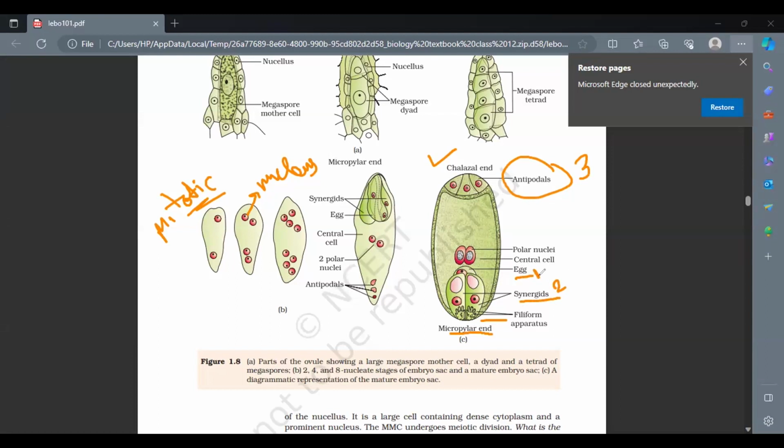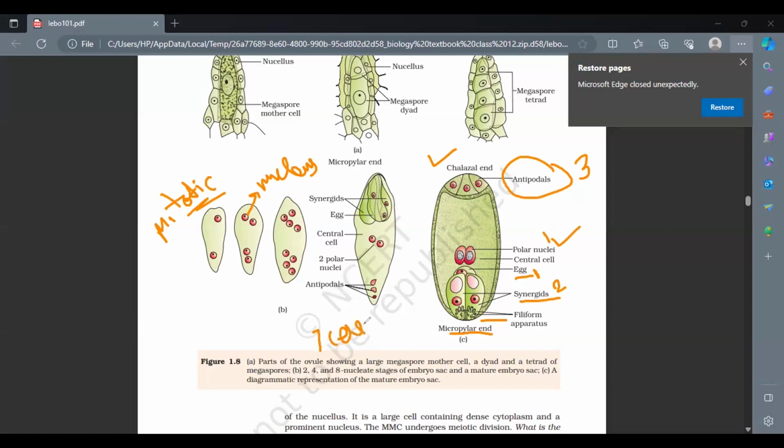Apart from that, in the central region of the embryo sac, you have the polar nuclei. Now, there's a speciality of the polar nuclei. This is a single cell, but it has 2 nuclei inside it. So if I'm using the word cell, I'll count it only as one. So how many cells are there? 3, 4, 5, 6, 7. So it is a 7-celled structure.